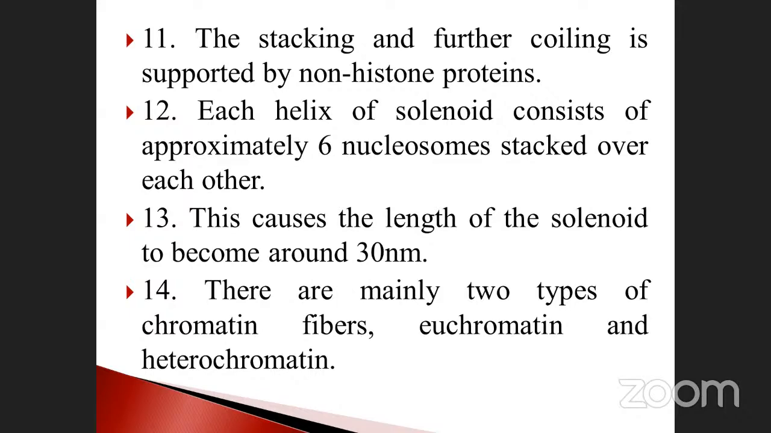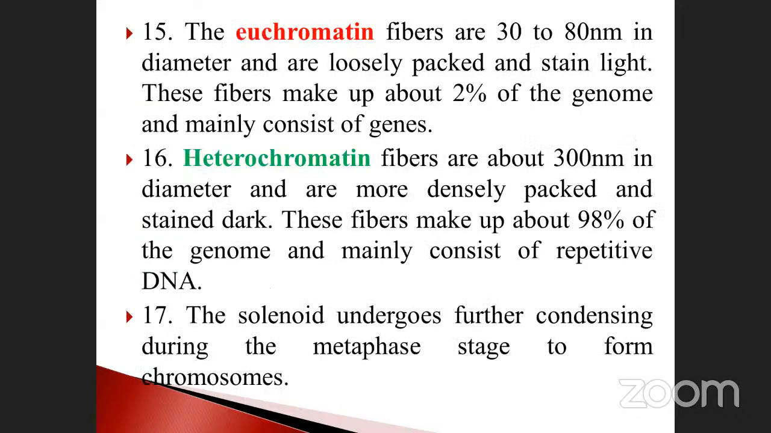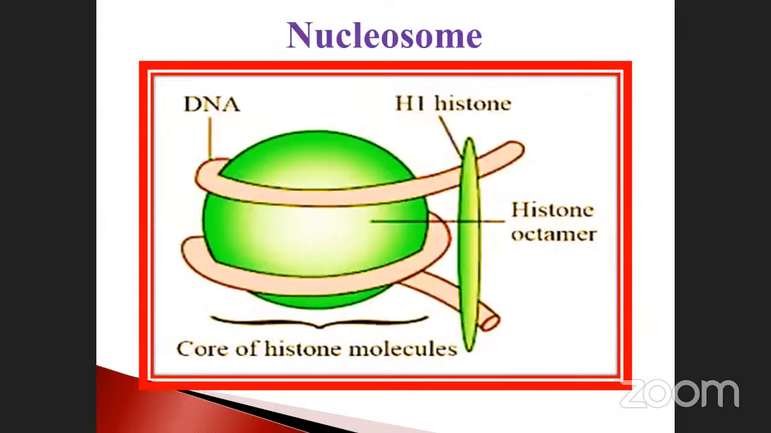Then there are 2 types of chromatin also present in it: one is called euchromatin and the other heterochromatin. So euchromatin, what is that? How many percent? Heterochromatin, how many percent? When does it happen? In the metaphase stage. This is very, very important, my dear student. This is the structure of nucleosomes. The remaining things we will see in the next classes, my dear students. Please go through it. You will get the idea.